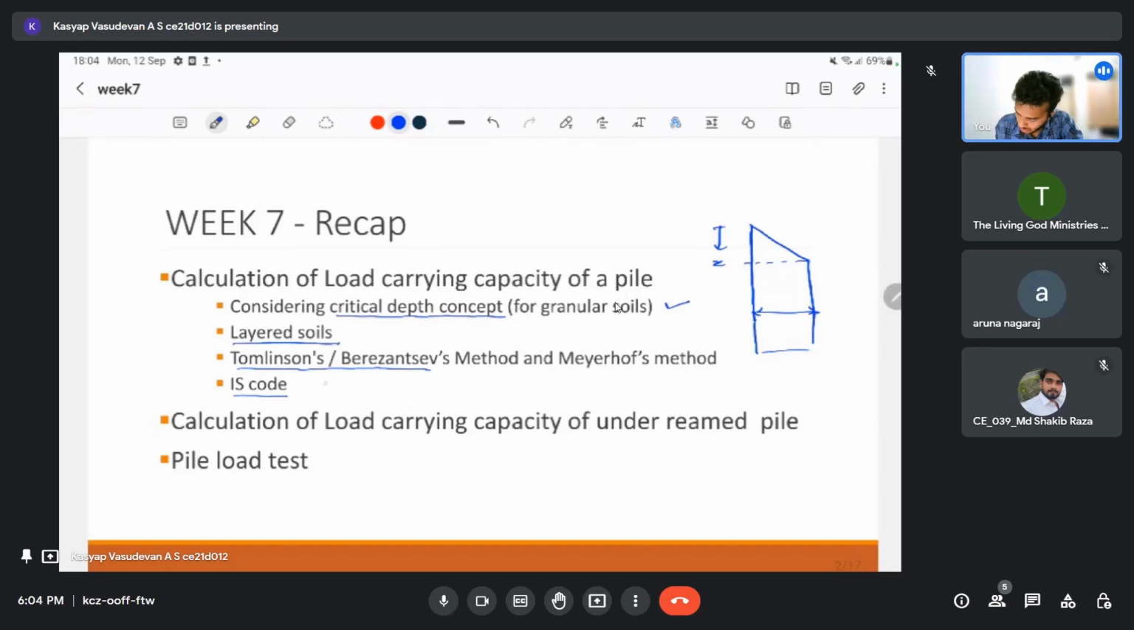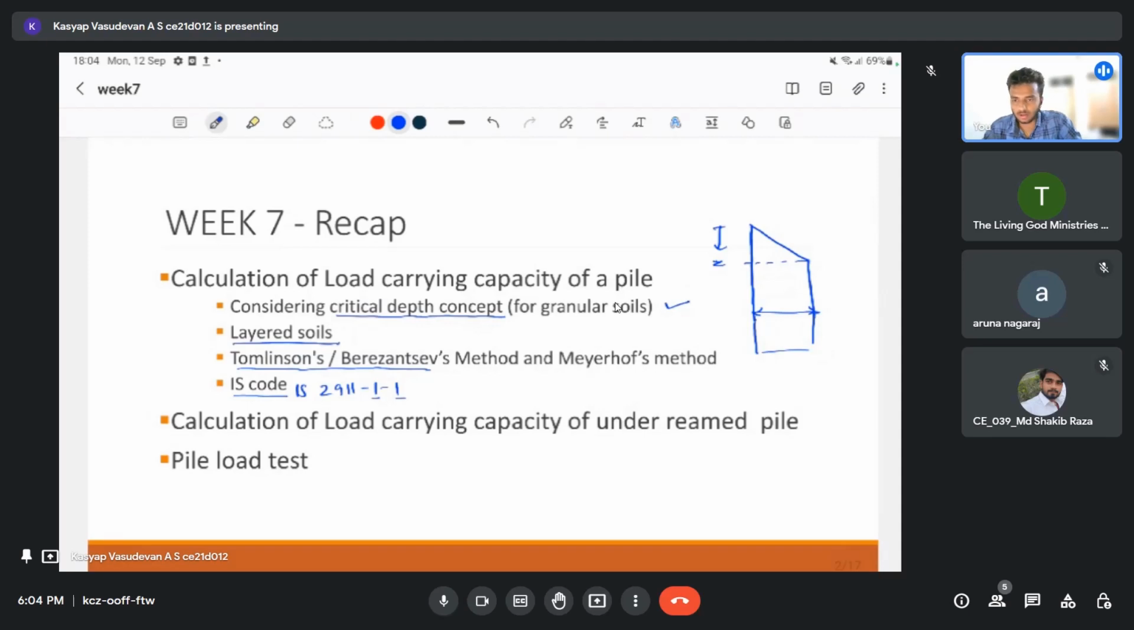So generally we will deal with IS code 2911 part 1, section 1. Section 1 is specific for driven cast in situ piles, and other sections are for other piles. Part 1 deals with concrete piles, and parts 2, 3, 4 deal with timber, steel and other materials. Section 1 deals with driven piles, and there are other sections which deal with bored piles, etc. But basically the procedure for calculating everything is the same. The constants here and there slightly differ.